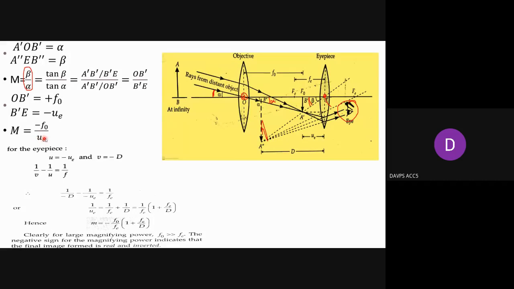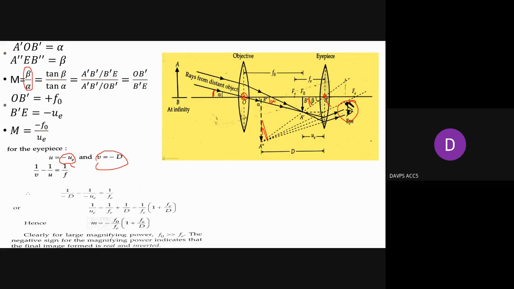Now you come to the eye lens. If you look at the eye lens, what are the terms used? What are the image distance and object distance? Object distance is ue, for the eye lens on the left side. And what will be the final image distance? The final image distance will be minus d, because this is d.